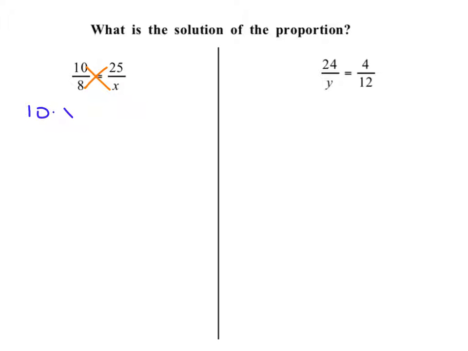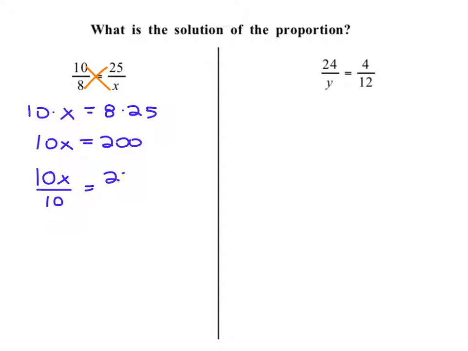We're going to say 10 times x equals 8 times 25. And then we will simplify that into 10x equals 200. And what's happening to x? It's being multiplied by 10. What's the inverse operation of times 10? It's divided by 10. So we do 10x divided by 10. And if we do it to one side, we have to do it to the other. Divided by 10. And we get x is equal to 20.